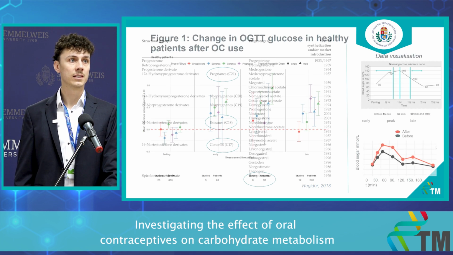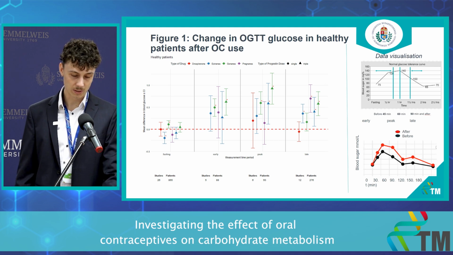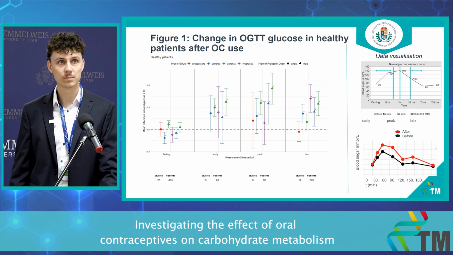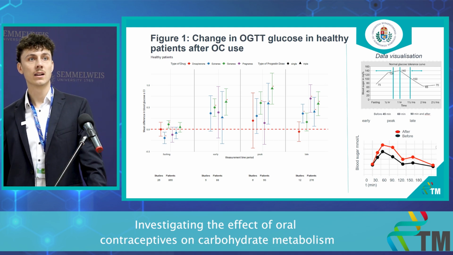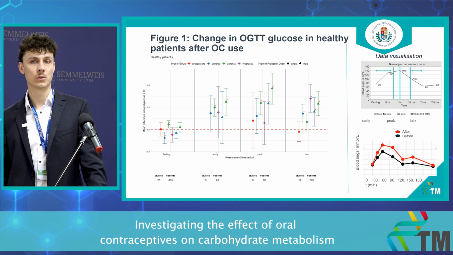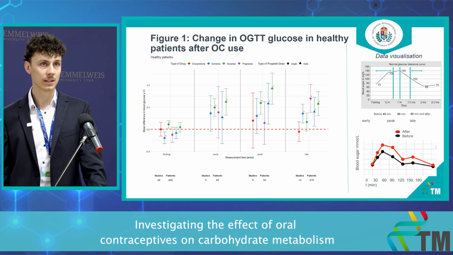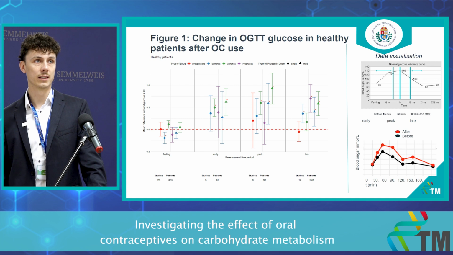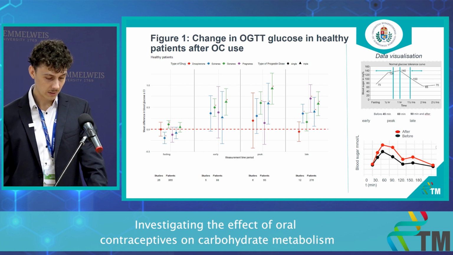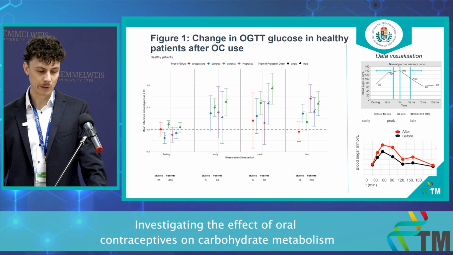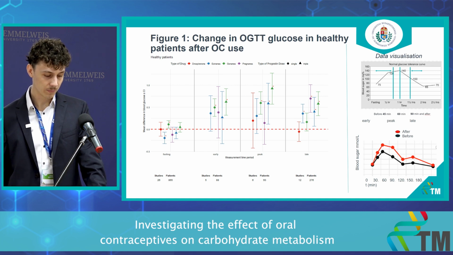So this is my first diagram. It's a bit more complicated than a basic forest plot. On the right-hand side, it's just a data visualization for better understanding. This looked at a healthy population, and because we had too many variables, we created 4 subgroups.